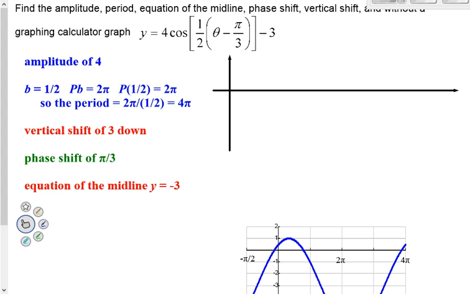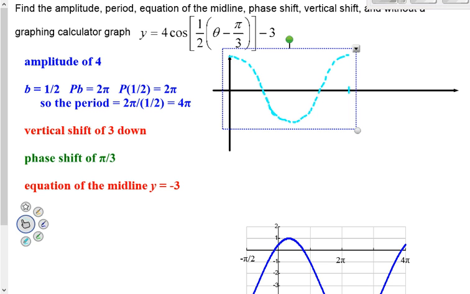So now I'm going to start out with my basic trig function. Here we're dealing with cosine. Remember, cosine starts at the top and then comes down. And then it would continue on past that. And then if we wanted, we could continue this one on.